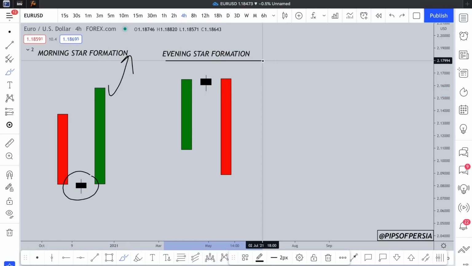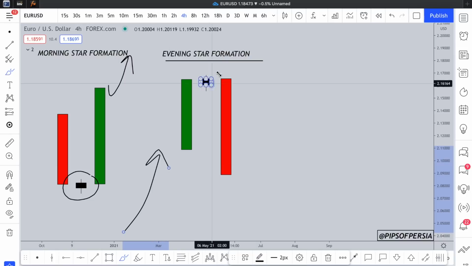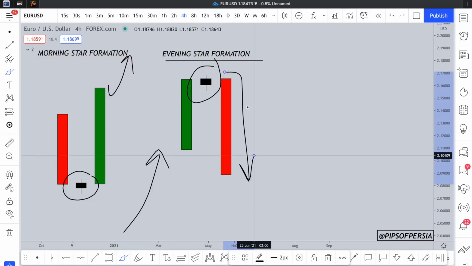And the evening star formation that takes place at the top of the range is again the same thing. It's a three candle formation where the first candle is simply following through with the previous trend, just pushing higher and higher. You see an indecisive candle and the third candle which pushes down heavily, showing that potentially at that indecisiveness there was some type of an equilibrium between supply and demand, or between the buyers and sellers, and then the candle after that has now pushed it lower, making the sellers a little bit more in control of the market.